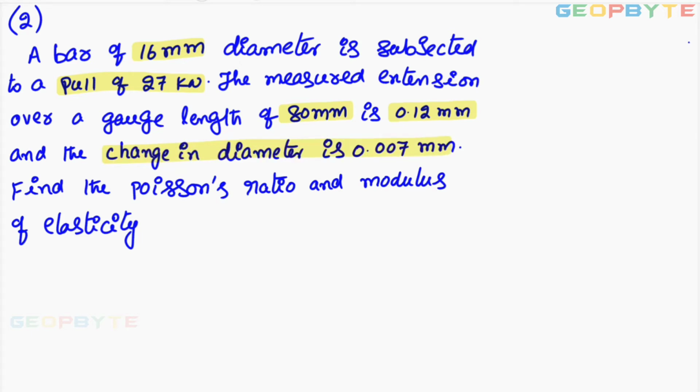is given as 0.007 mm. Find the Poisson's ratio and modulus of elasticity. You are asked to decide the Poisson's ratio and modulus of elasticity. Let me write the given data.